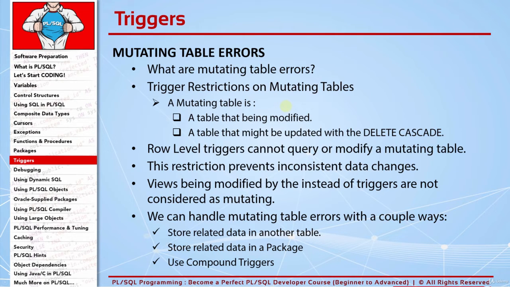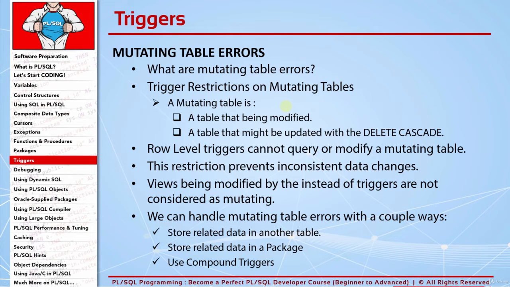Because we know that we can use all the timings of triggers in one trigger by creating a compound trigger. So if you want to get some data to compare with others, you can get the data within the before statement section and then use it inside of the row level triggers to make your comparisons easily. Or you can make some updates, deletes, etc. within the before statement or after statement sections. Basically, you can handle all the possible mutating table problems by using the compound triggers.